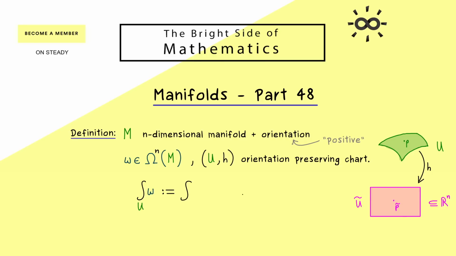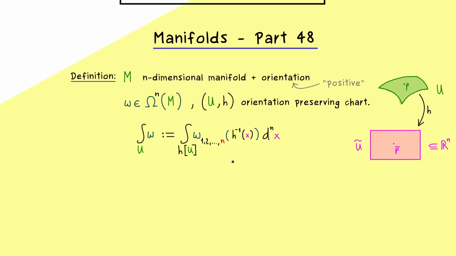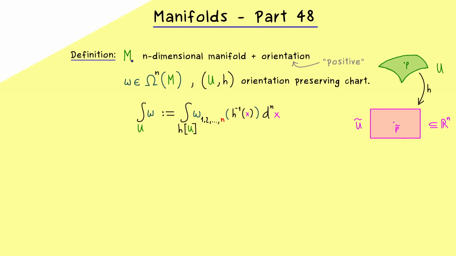And you already know it's just given as a standard integral in Rn. We just take the uniquely given component function of omega and integrate that over the whole domain U tilde. So in fact, we have already learned that in part 40, and afterwards we extended everything such that we got an integral for the whole manifold M.